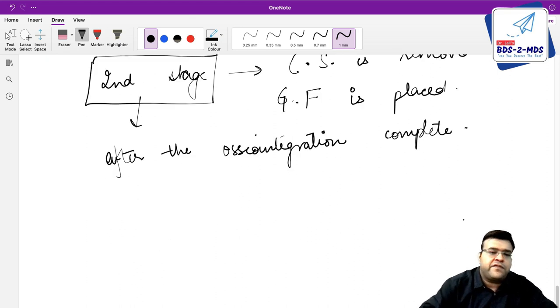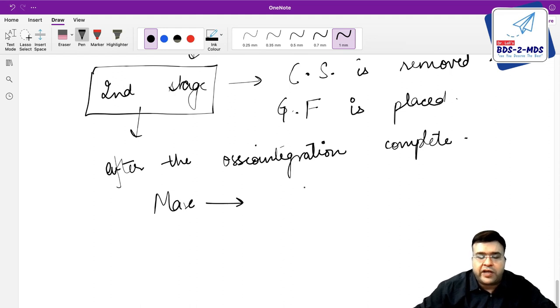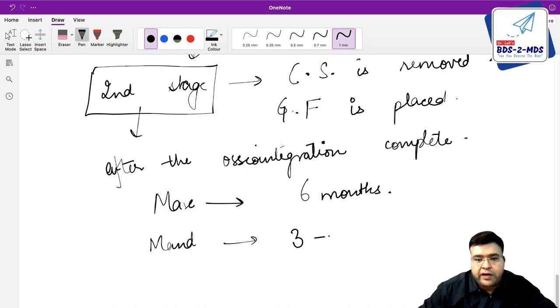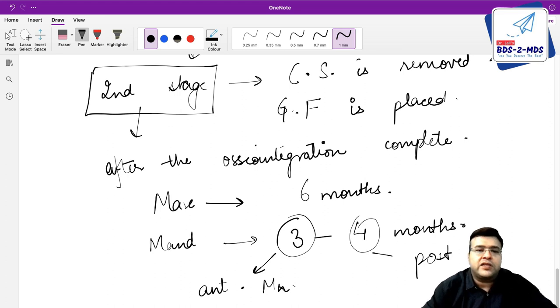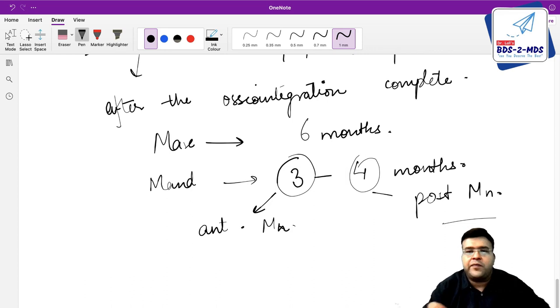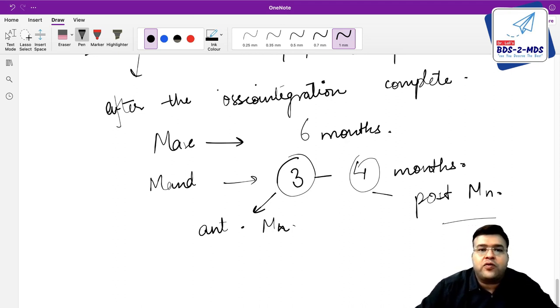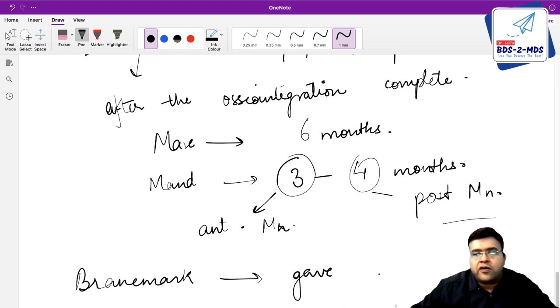So on an average, in the maxilla, osseointegration takes around 6 months. In the mandible, it is usually 3 to 4 months, wherein 3 months is primarily for the anterior mandible and 4 months is for the posterior mandible. This phase of 6, 3 or 4 months is the time we allow the implant to get fixed with the bone, and that is called as osseointegration. So who gave the concept of osseointegration? It was Branemark who gave the concept of osseointegration, right?